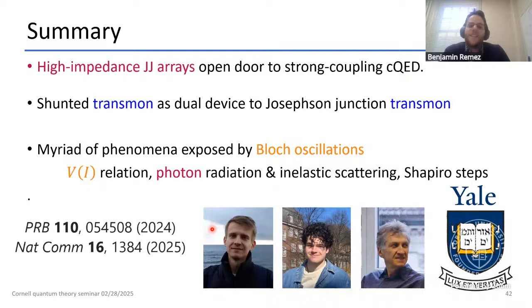So to summarize, these high impedance Josephson junction array superinductors opened this door to strong coupling circuit QED. Maybe the one takeaway I would like you to remember is that these shunted transmons within a quantum mechanical description essentially give you a device that's dual to a Josephson junction. And with DC drive, you can induce these Bloch oscillations, which lead to a plethora of interesting experimentally measurable quantities. So the VI curve, the photon radiation spectrum, inelastic scattering cross-section, and these quantized, I forgot to mention names, Shapiro steps with applications to metrology. And yeah, that's the end of my talk, and I'll be happy to take your questions.